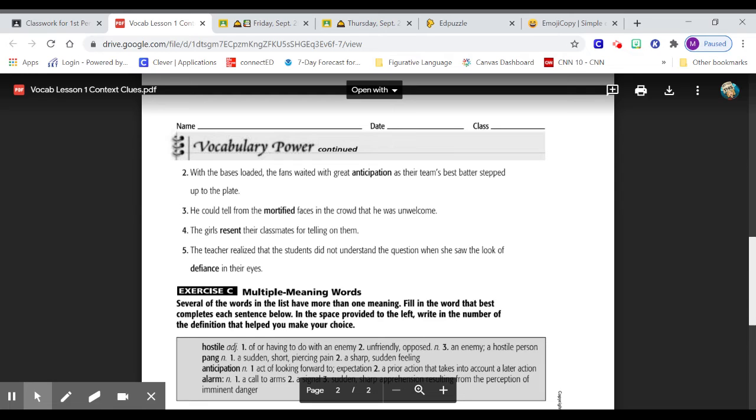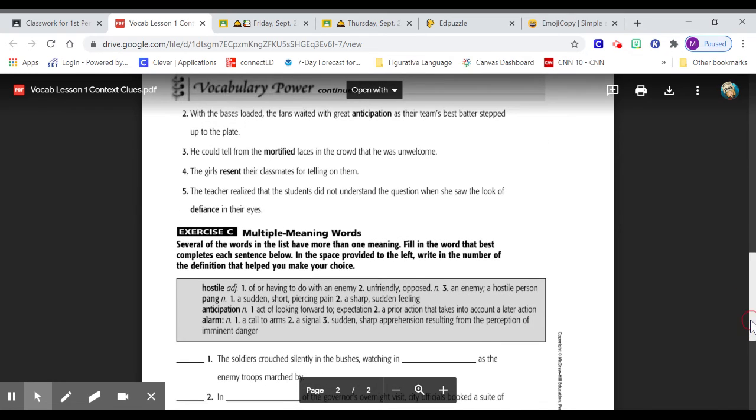Then in part C, this is where you're going to practice using the different words. You've got 4 different words there: hostile, pang, anticipation, and alarm. But you'll see that there are different meanings for each of those words. And so in this exercise, it says that several of the words in the list have more than one meaning. Fill in the word that best completes each sentence below. In the space provided to the left, write in the number of the definition that helped you make your choice. So you'll have to decide on the correct word, but then you'll have to write the number of the meaning.